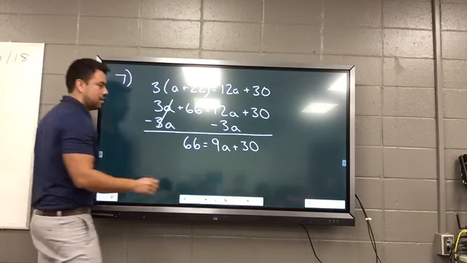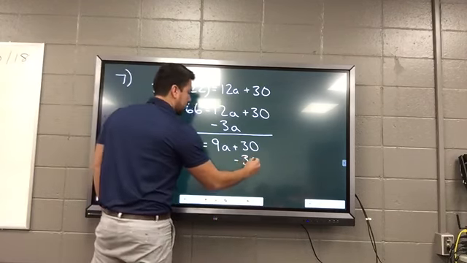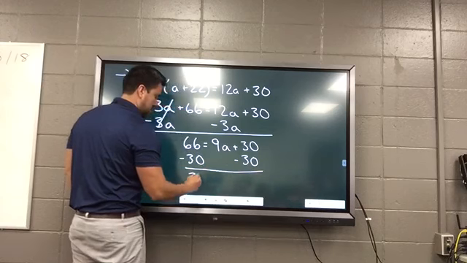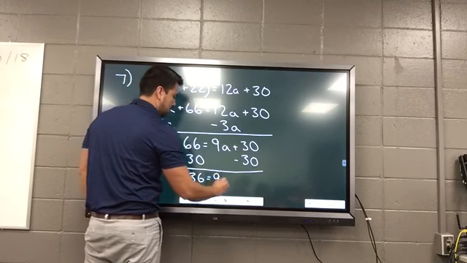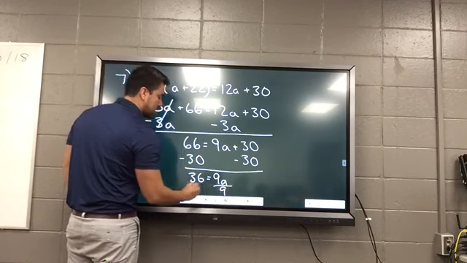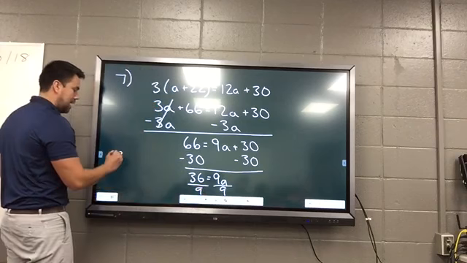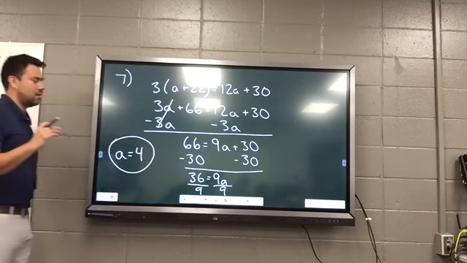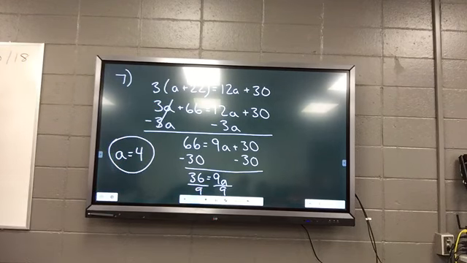You subtract 30 from both sides. 30 from here and 30 from here. And then divide both sides by 9. You're going to get A by itself by dividing both sides by 9. And you get A equals 4. Or so I hope. Right? That looks good. Yeah, A equals 4.